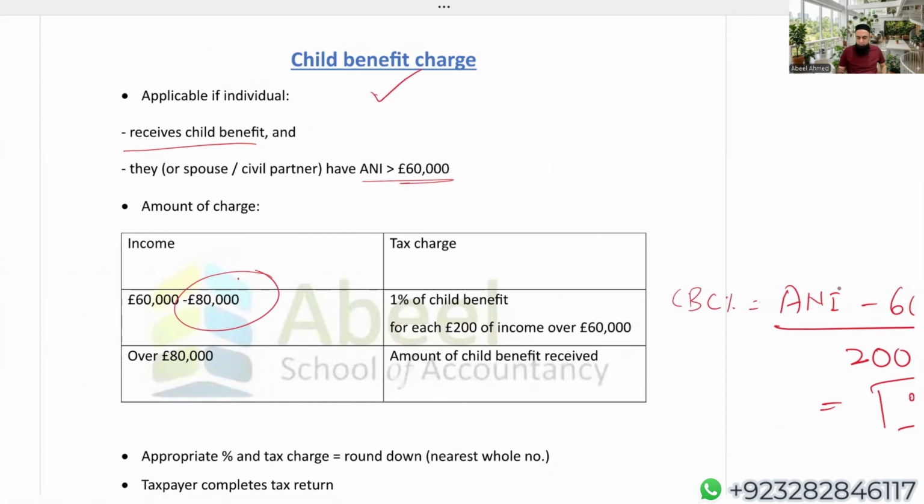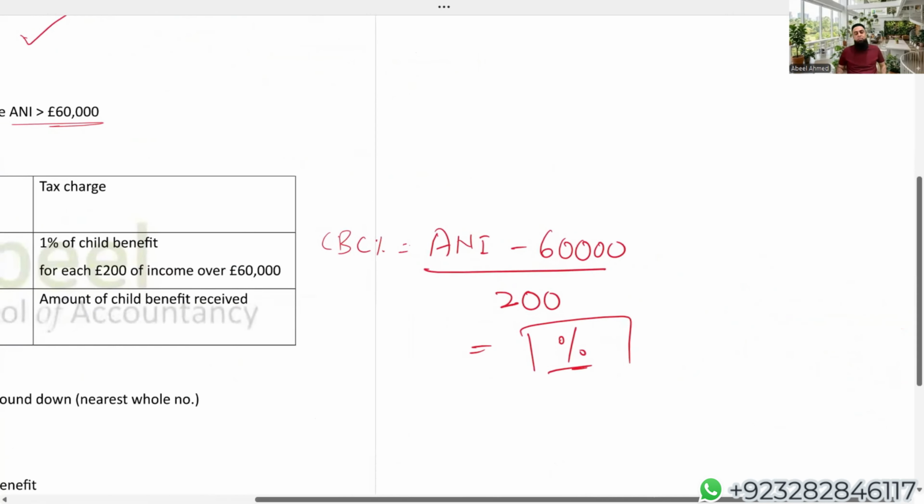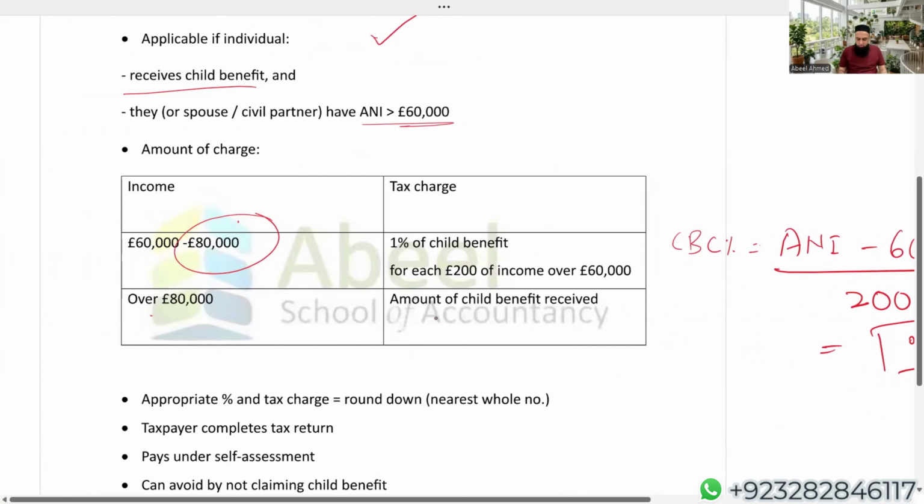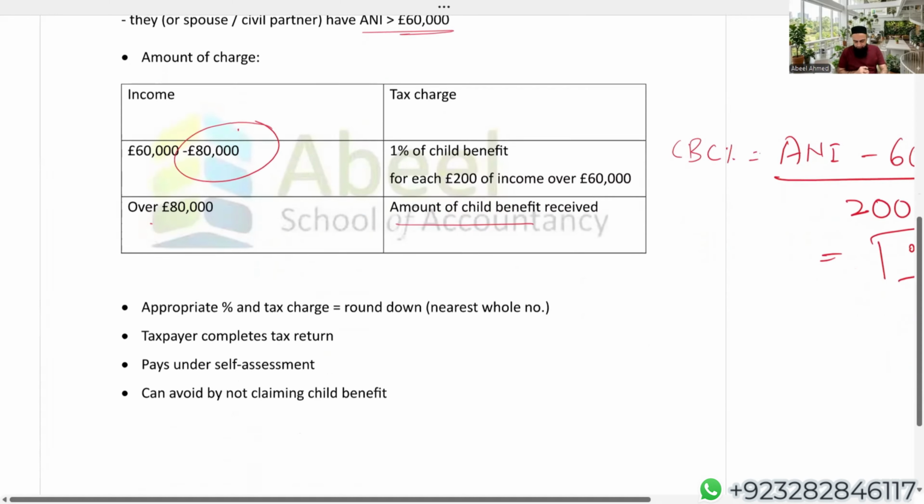So how do we calculate child benefit charge percentage? ANI minus £60,000 divided by 200, whatever the answer comes, that is the percentage. For example, if the answer is 30, that 30 is a 30%. And if ANI is £80,000 or more than that, then child benefit charge will be 100%. Over £80,000, whatever amount you have received, you have to return the entire amount. Plus, when calculating the percentage, round down to the nearest whole percentage.